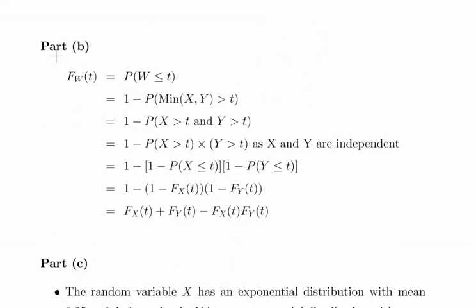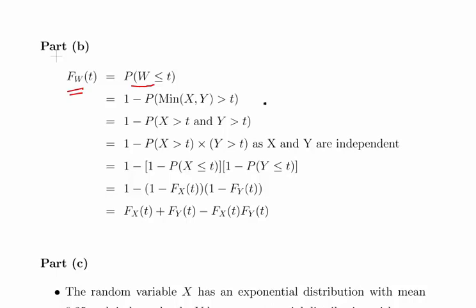And we're going to do the same thing here now with the minimum. And really, we're approaching the question the same way. So F of w of t is the cumulative distribution function of w. And that's essentially saying that the probability of w less than or equal to t.